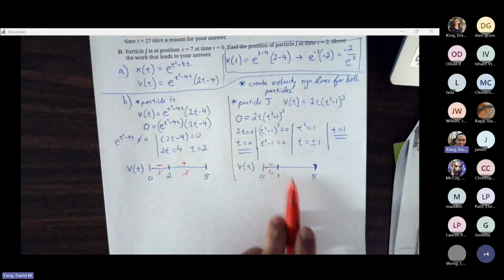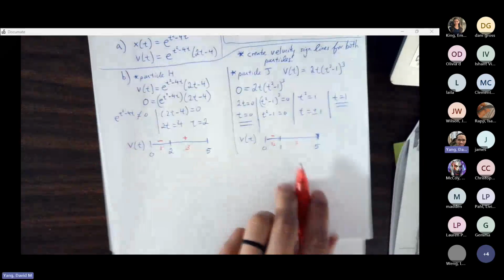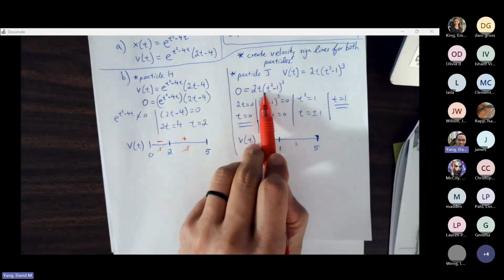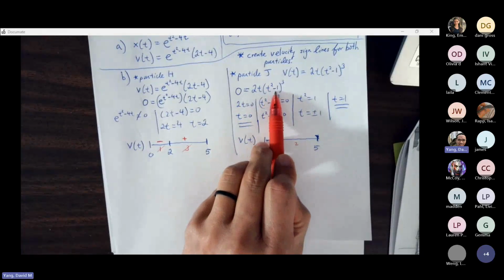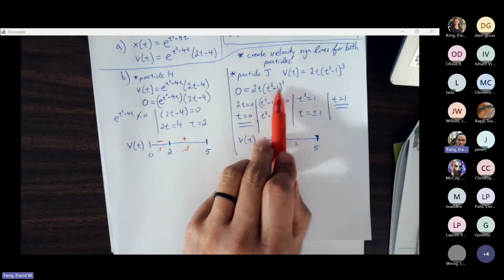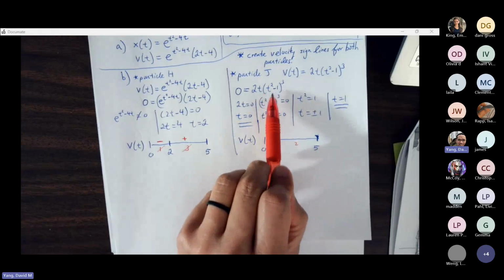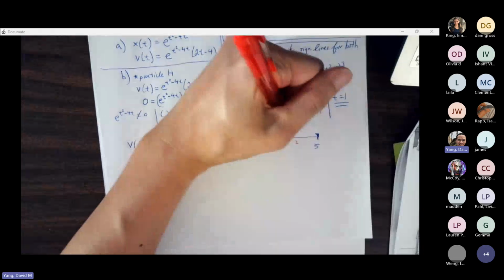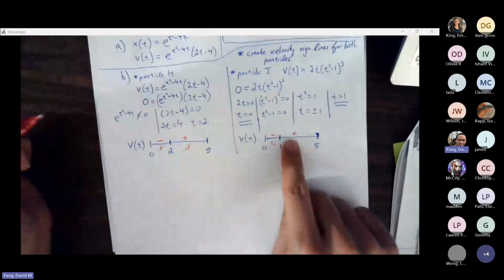from 0 to 1. Here, if I plug 2 in for t, 2 is positive. 2 squared minus 1 is positive: 4 minus 1 is 3. 3 cubed is still positive. Positive times positive is positive. So it's moving right from 1 to 5.